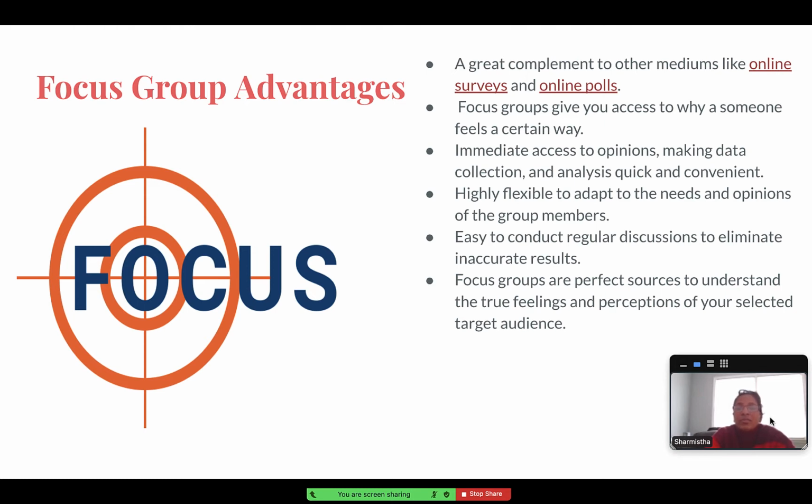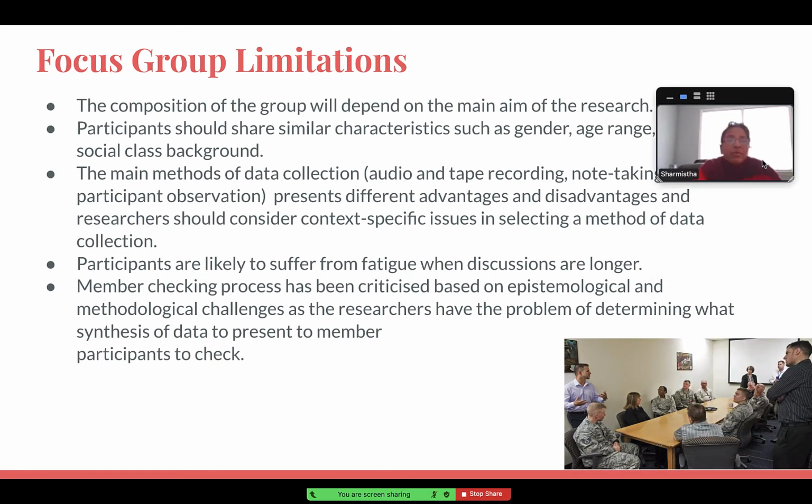It is highly flexible to adapt to the needs and opinions of the group members. It also is easy to conduct regular discussions to eliminate inaccurate results. Focus groups are perfect sources to understand the true feelings and perceptions of your selected target audience. So those are some of the advantages. And let's look at some of the limitations of the focus group method.